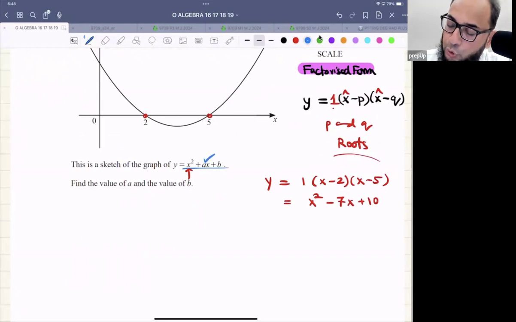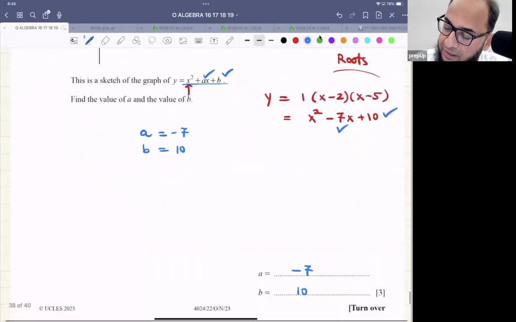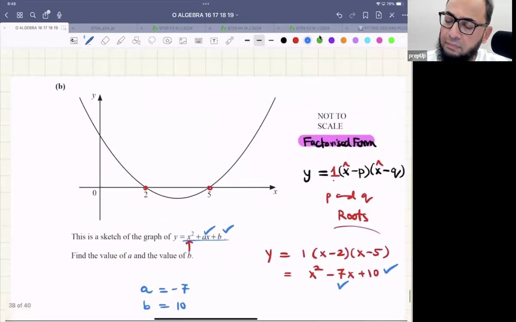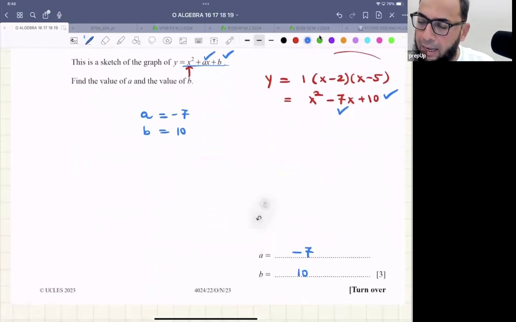So a is the coefficient of x, which is -7, so a is -7. The constant term is b, the constant term is 10, so therefore b comes out to be 10. Make a habit of writing it. So this is -7, this is plus 10. So that's how this particular question is done. And I think that's all about the sketching that needs to be done. So let me end it over here.